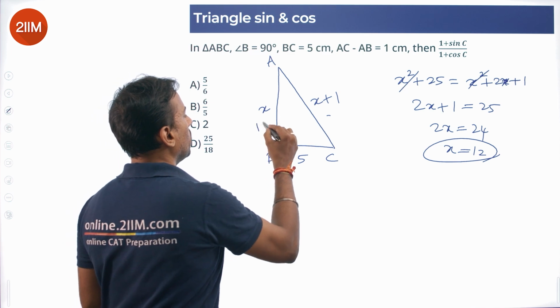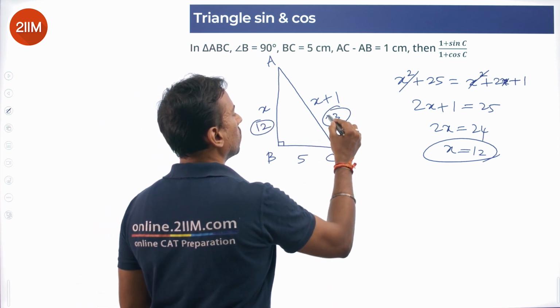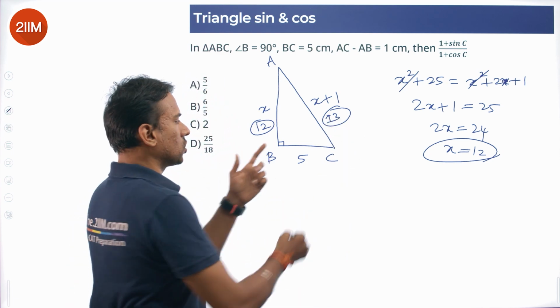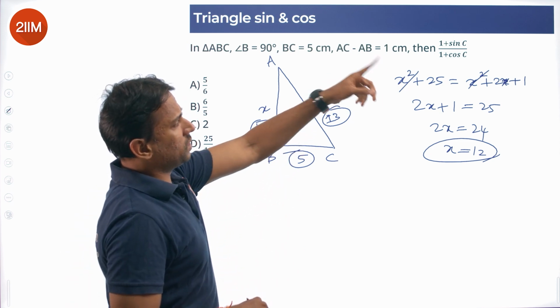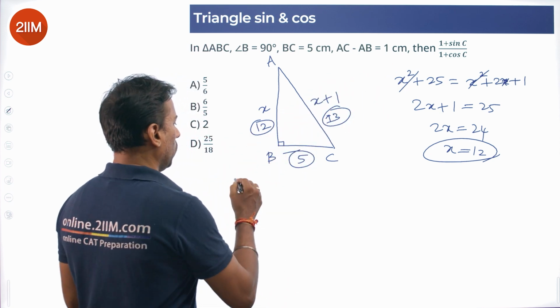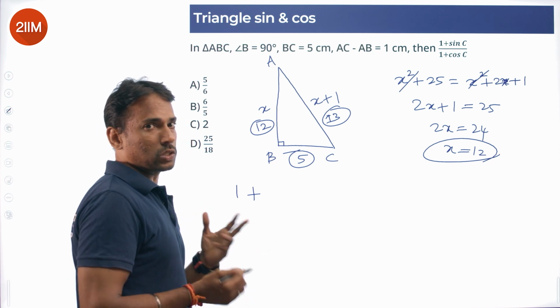Now if this is 12, AB is 12. This is going to be 13. Okay, fine. And this is already fine. But find what? Find the value of 1 plus sin C by 1 plus cos C.